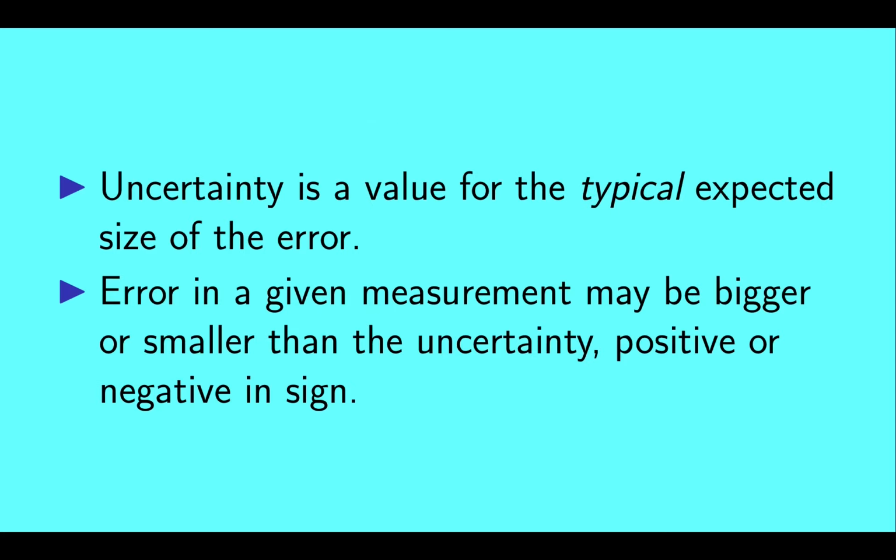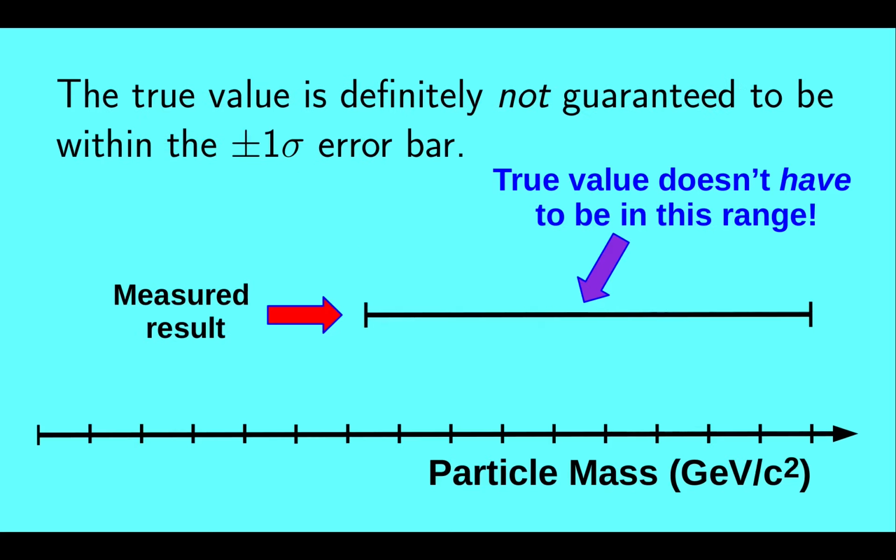Now, the uncertainty is a value for the typical expected size of the error. The error in any given measurement may be bigger or smaller than the uncertainty, and it may be positive or negative in sign. This means in particular that the true value of the quantity we're measuring is not guaranteed to be within the plus or minus 1 sigma error bar.